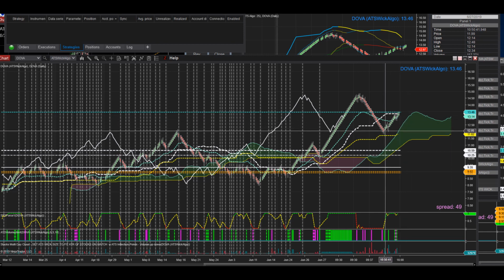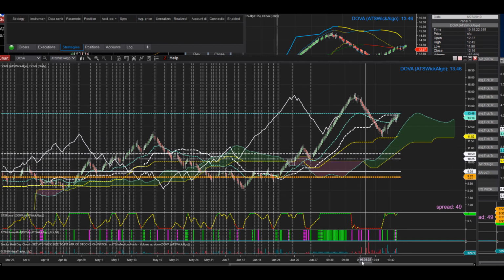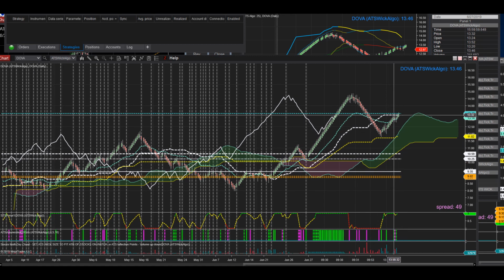And then you've got your reversal, which was not as clean, and now it's made it up to this white line, which has to do with the cloud out here as well. It's very bullish out here, so it could definitely keep going.